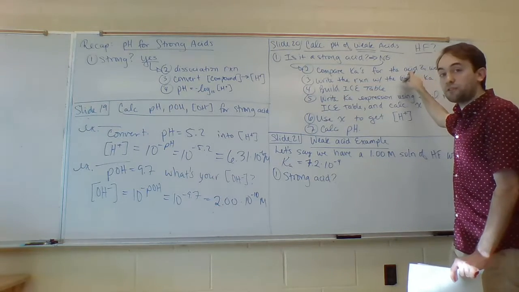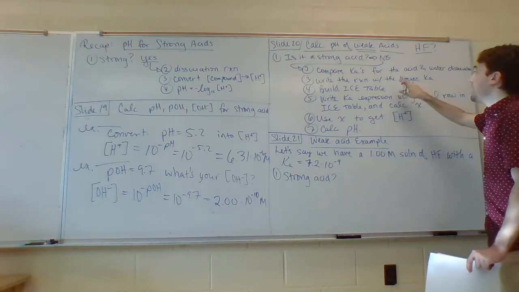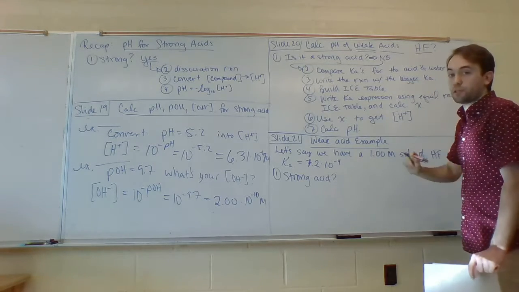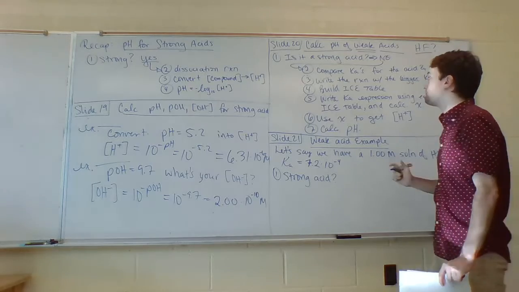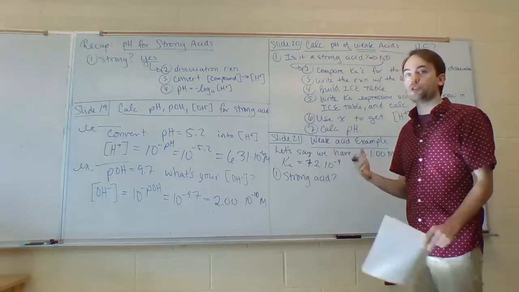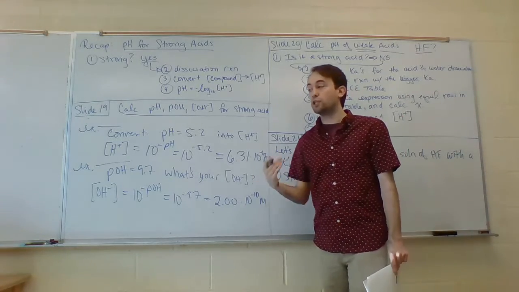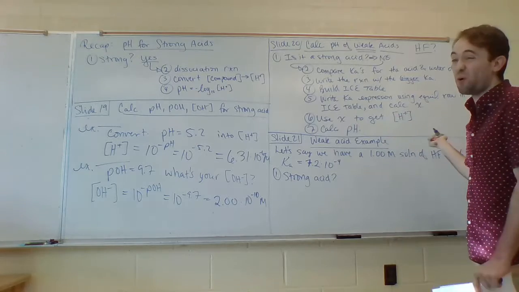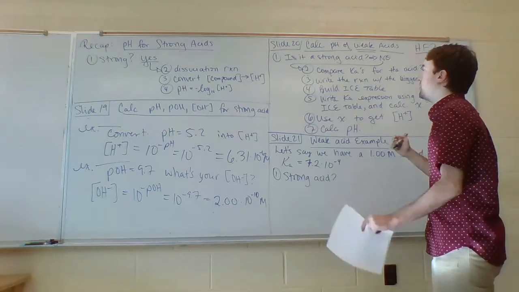If the bigger Ka is for the acid, we would write down the acid reaction. If it's for the water, we would write down the water dissociation reaction. Because we want to know which one is going to produce more H plus in solution. And since it's a weak acid, it may actually be the water, so we have to compare those.